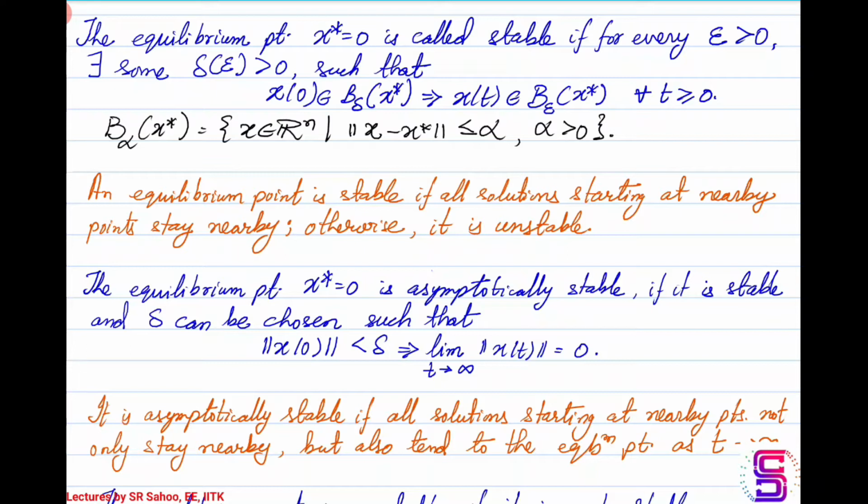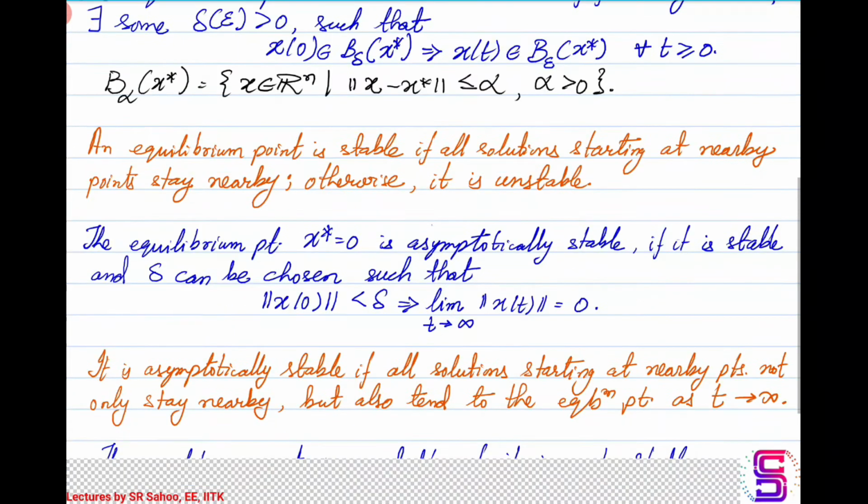Now, if the system is such that if you start close to the equilibrium point, not only will the solutions have a tendency to stay near the equilibrium point, but they also have a tendency to move towards the equilibrium point as time approaches infinity. So as you move further and further in time, you'll see that the solution x is tending towards the equilibrium point. Then such an equilibrium point is said to be asymptotically stable.